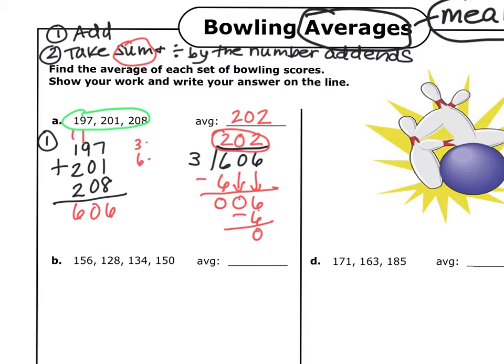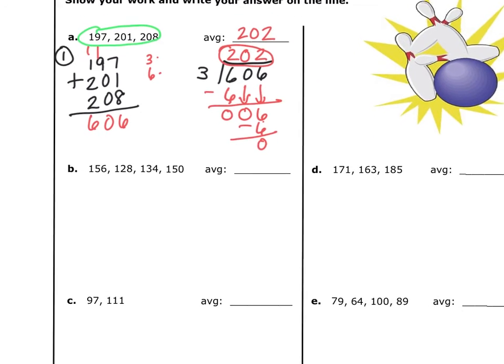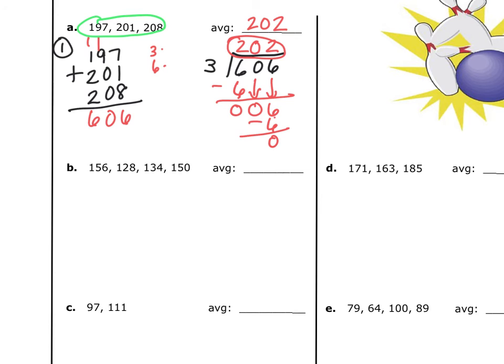So you will have that division problem for a second step. First step is add, second step is to divide. I think we're going to do another one together just to review the long division again. So let's do B together. First step is to add. You guys are good at that.